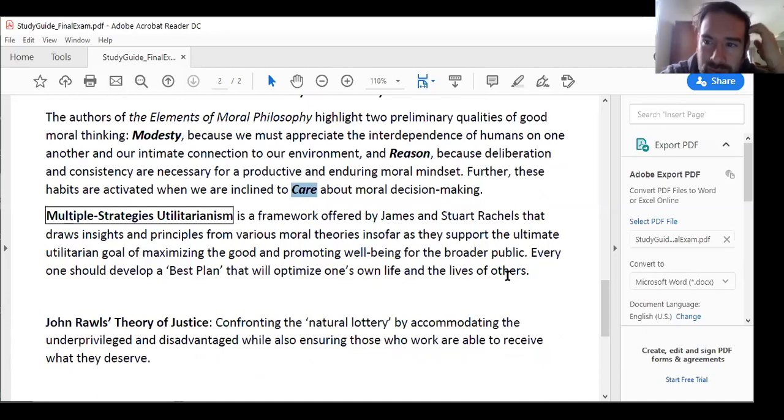The authors also, and again, this is something that was dealt with in another video, so I probably won't spend too much time talking about it here. The multiple strategy utilitarianism, the resourcing of multiple moral theories, all for the ultimate utilitarian goal of maximizing the good. So it's definitely utilitarianism, because the end goal of the use of these moral theories is still to maximize the good for everybody considered, right? That's what makes it utilitarian. But you may draw from other moral theories in order to make that happen, right?